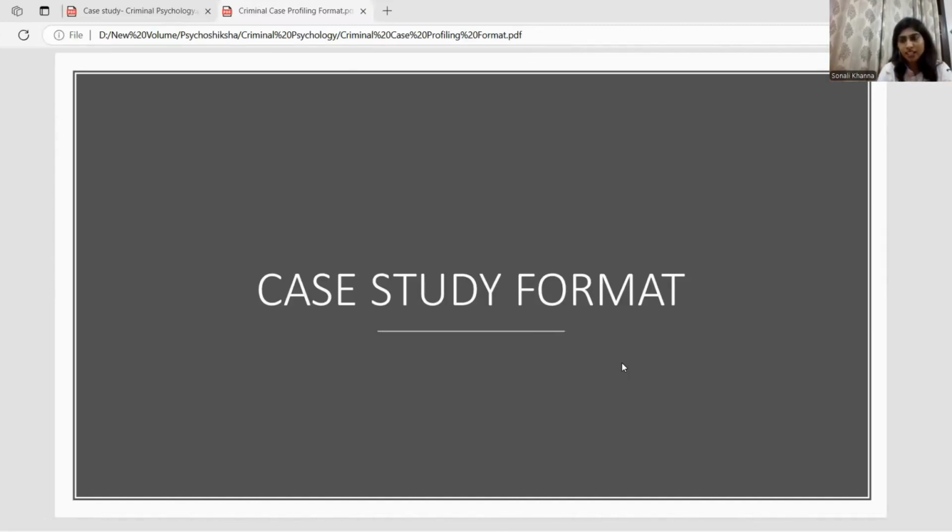This is the last class, and today, once we have understood how treatment plans are applied to criminal areas or with prisoners, we are going to understand the case study format. Whenever you're working as a criminal psychologist, be it in legal areas, in prisons, or in any other NGOs or privately run rehabilitation centers, this is a basic format that you have to follow.